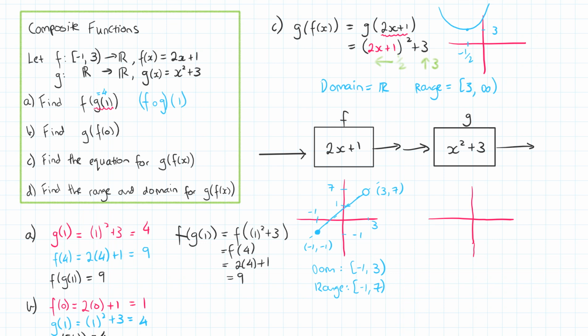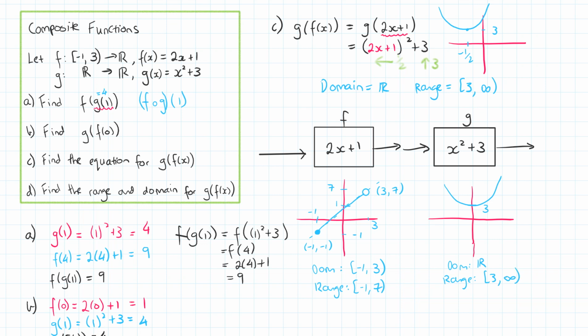Let's quickly do g. It's a parabola, x squared plus 3, so a parabola that has been moved up 3. No restricted domain, so our domain is all real numbers, and our range is 3 to infinity. Okay, so we've got that information.